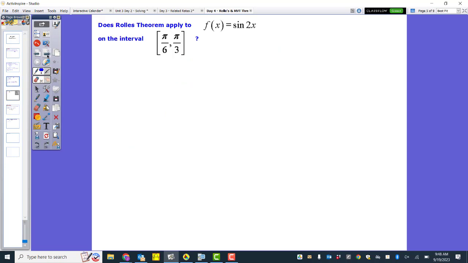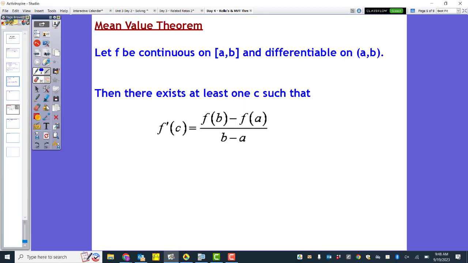All right, looking at this one now, checking if Rolle's theorem applies. I'm not going to go through this one with you. You can go through it on your own, but you're just checking, does it apply on the interval? The next one we're looking at is the mean value theorem.